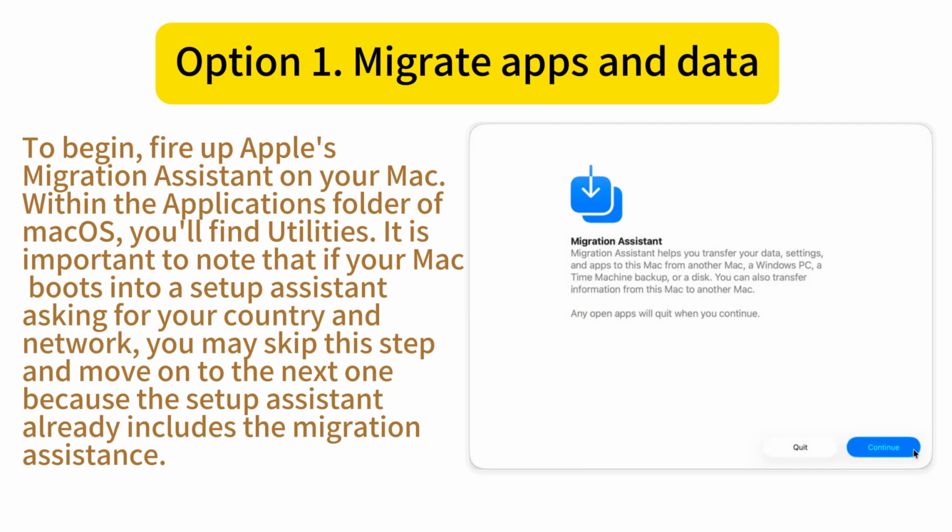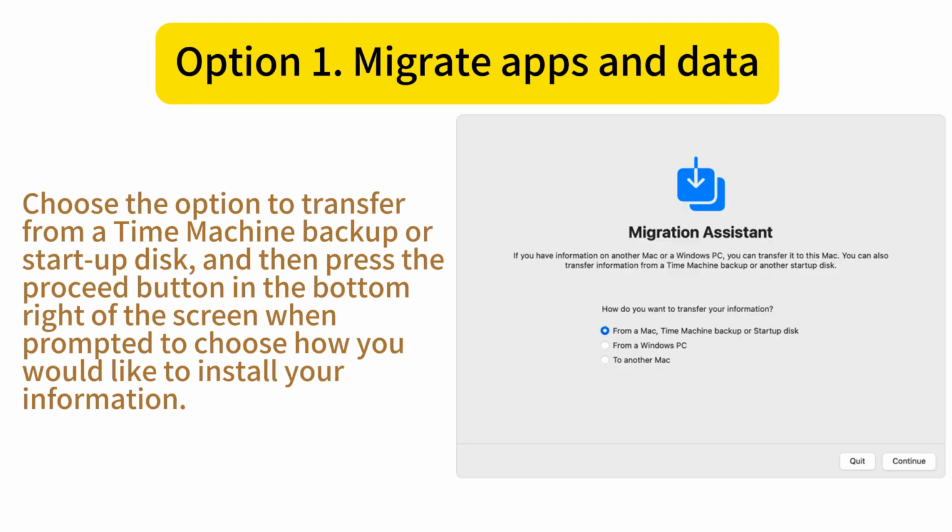It is important to note that if your Mac boots into a Setup Assistant, asking for your country and network, you may skip this step and move on to the next one, because the Setup Assistant already includes the Migration Assistant. Choose the option to transfer from a Time Machine backup or startup disk, and then press the Continue button in the bottom right of the screen when prompted to choose how you would like to transfer your information.